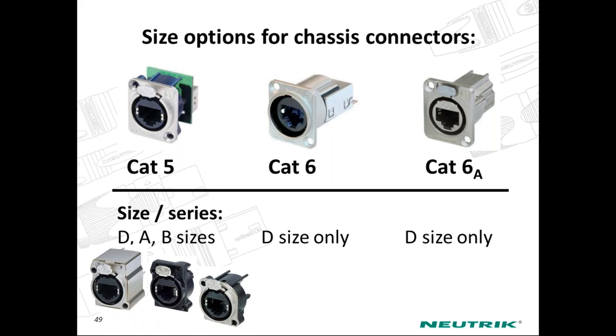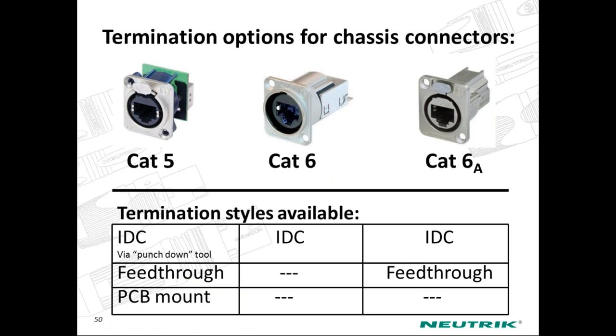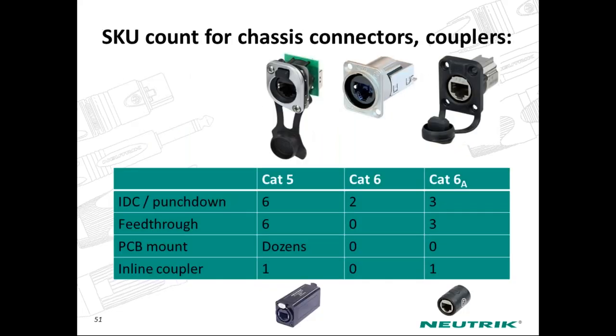On the next page, we take a look at your termination styles available in the D-size. IDC is available for Cat5, Cat6, and Cat6A. Feed-through, which is the most popular option by far, is available only in Cat5 and Cat6A. And then there's PCB mounting, which is available just for Cat5. On the next page, I just kind of briefly mentioned the SKUs to get you a sense for this.